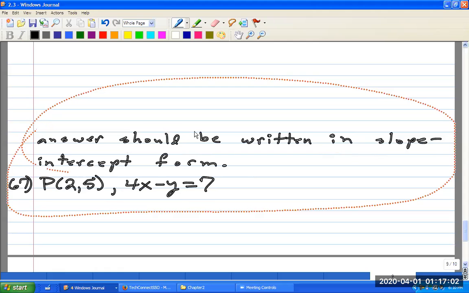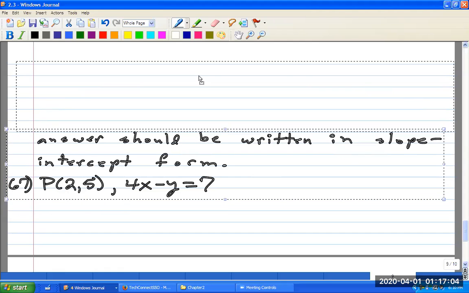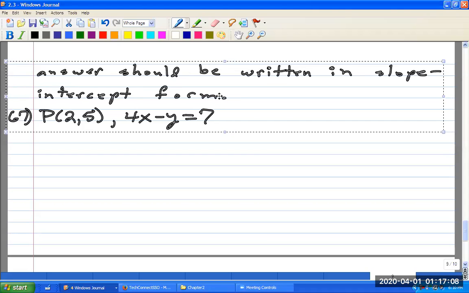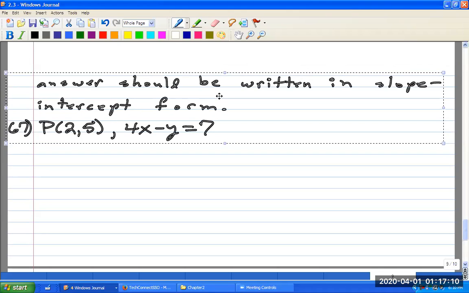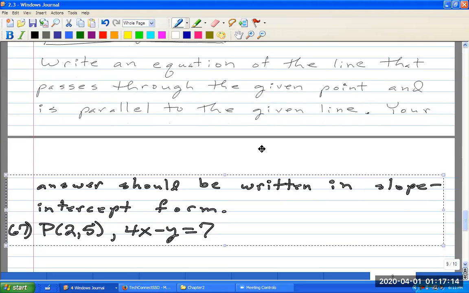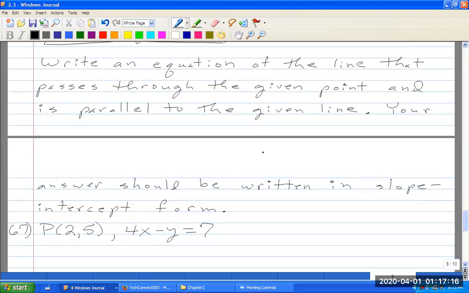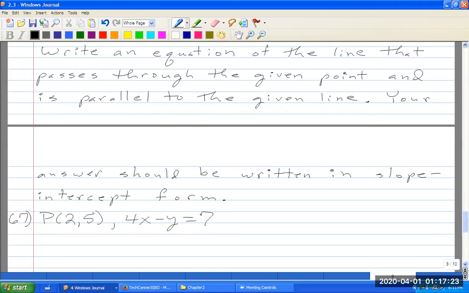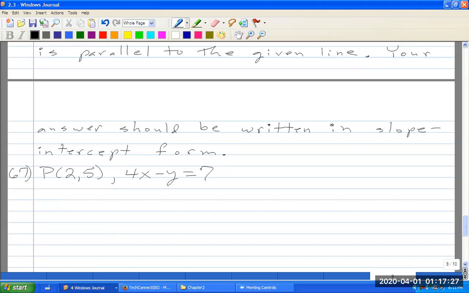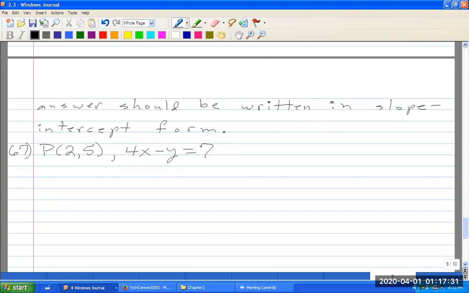So we're going to do problem number 67. In problem 67, we want to write an equation of the line that passes through the given point (2, 5) and is parallel to the given line, 4x minus y equals 7. Your answer should be written in the slope-intercept form. Okay, so let's do that.